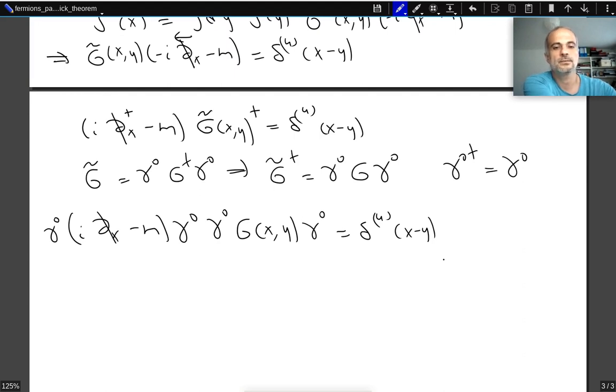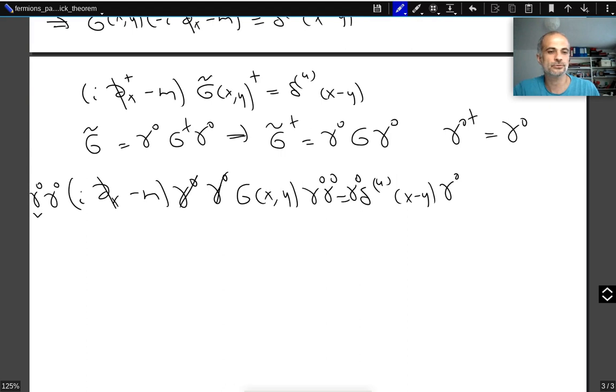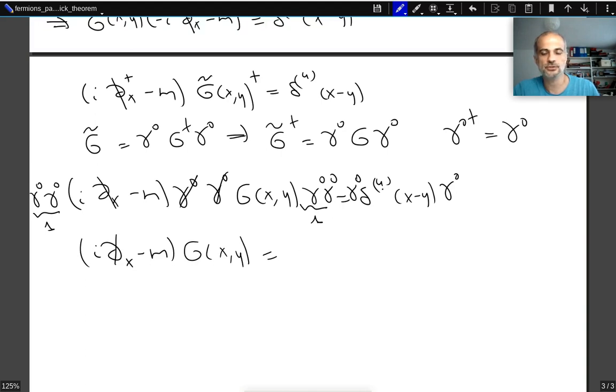And well, we are almost done. You see, this is 1. Let me multiply by gamma 0 from the left and gamma 0 from the right. So gamma 0 from the left, gamma 0 from the right. This is also 1. This is also 1. So i del slash with respect to x minus m, g of x, y is equal to, well, this is just a number over here. Gamma 0 squared is 1, so this should be equal to Dirac delta 4 of x minus y.